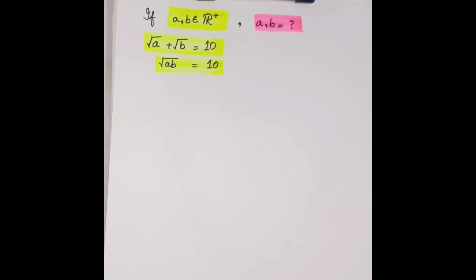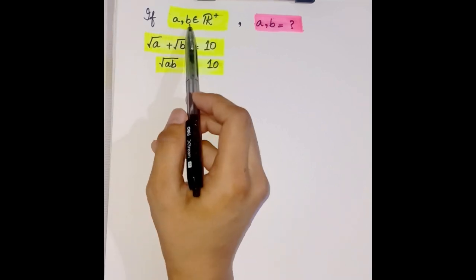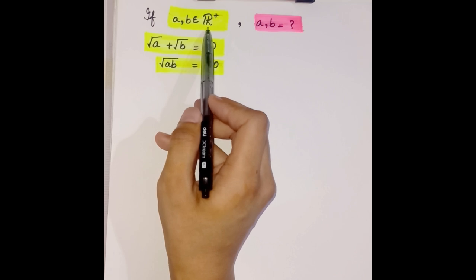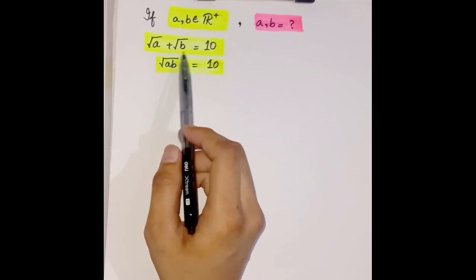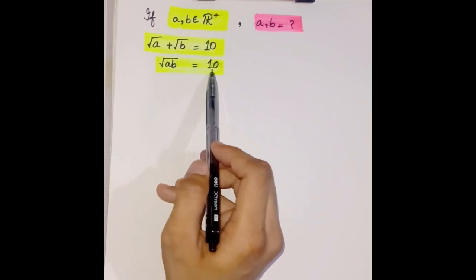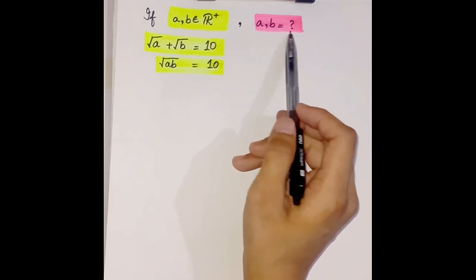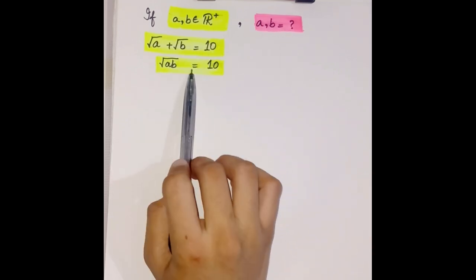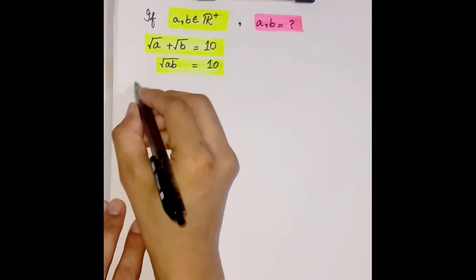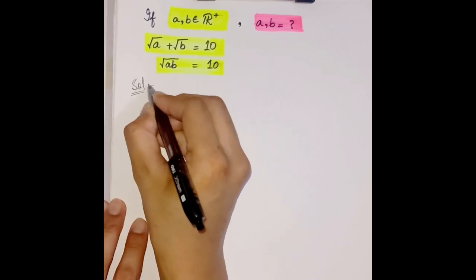Let's have a look at an Olympiad maths question. If a and b belong to positive real numbers, the square root of a plus the square root of b is 10, and the square root of ab is 10, then you need to find the value of a and b. These two statements are given. Let's start the solution.